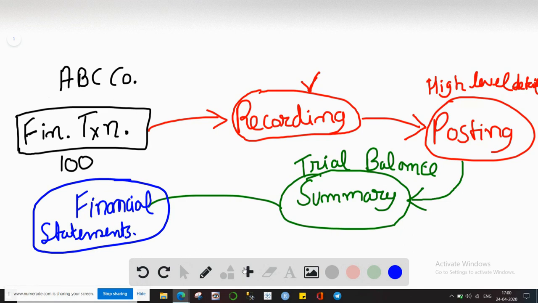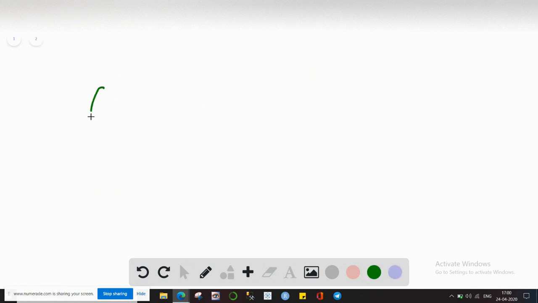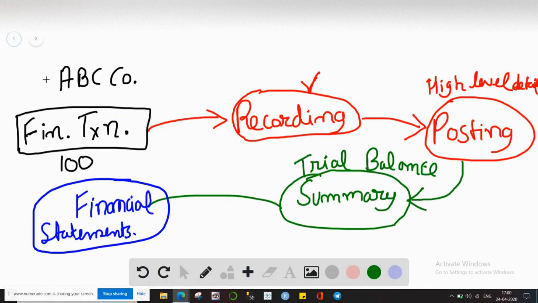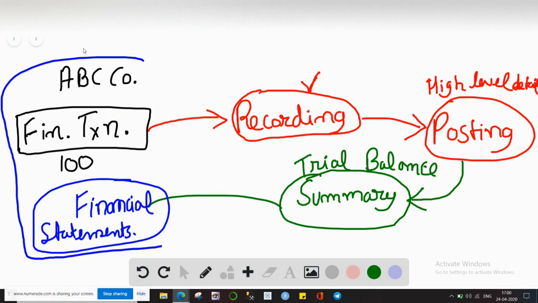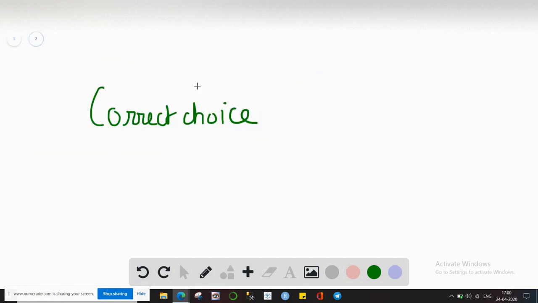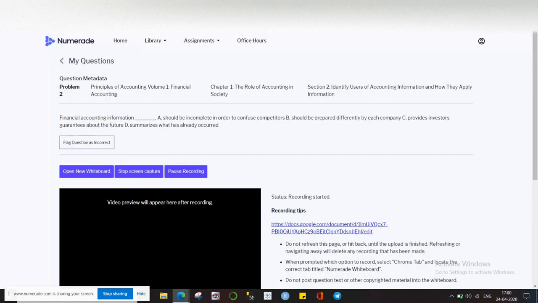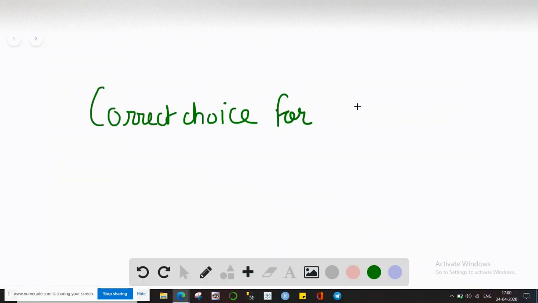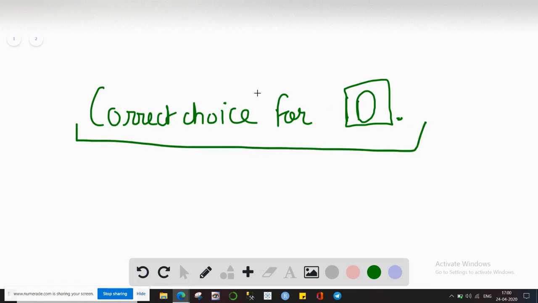Okay, so the correct choice. One more thing I need to clarify: you can draw this diagram too in your notebook, so that you can get a clear picture before the exams. So the correct choice for the given problem is D. It summarizes the information of what has happened so far. Okay, that's all for the solution. Thank you.